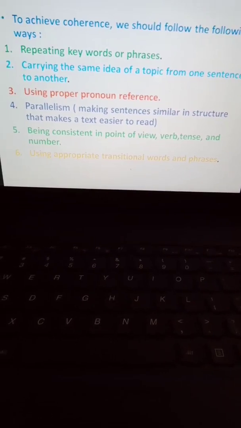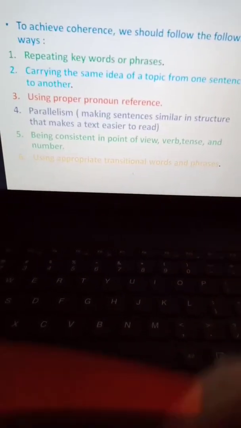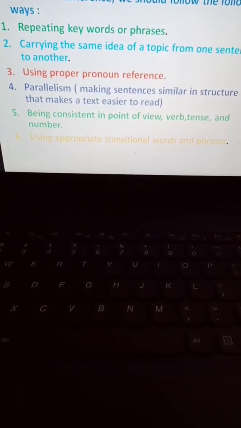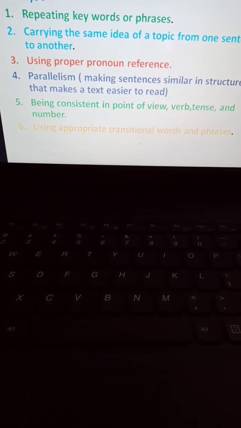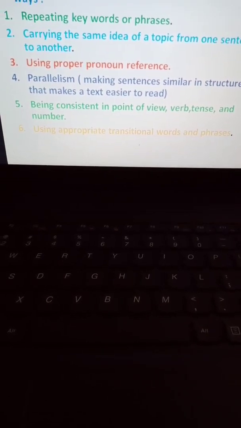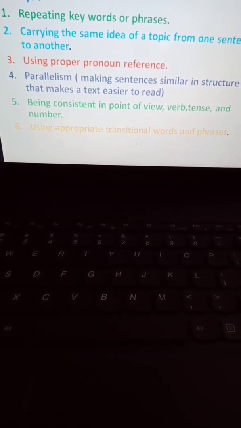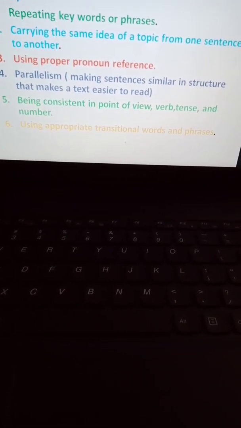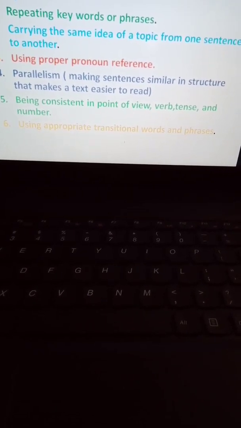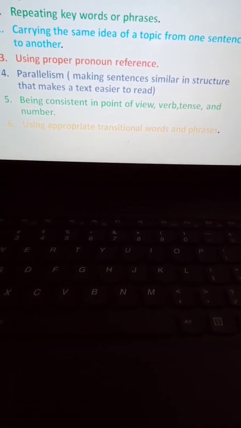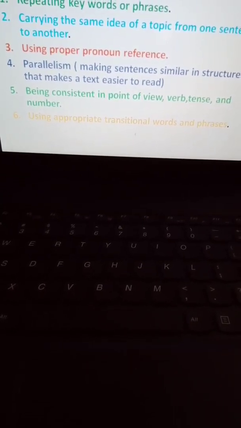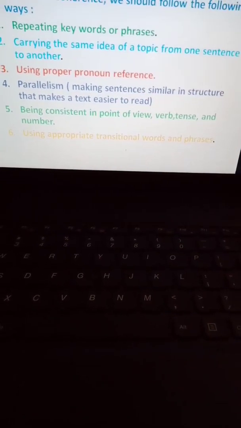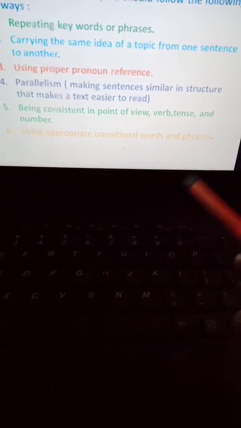Number four is parallelism. Parallelism is explained in the bracket, that is making sentences similar in structure, that makes the text easier to read. So you should use similar structure throughout the whole paragraph. In the next number five, being consistent in point of view. That means the person's first person point of view, or second person point of view, or third person point of view, verb, tense, and number. Number six, using appropriate transitional words and phrases. So you should properly use transitional words and phrases in a paragraph.